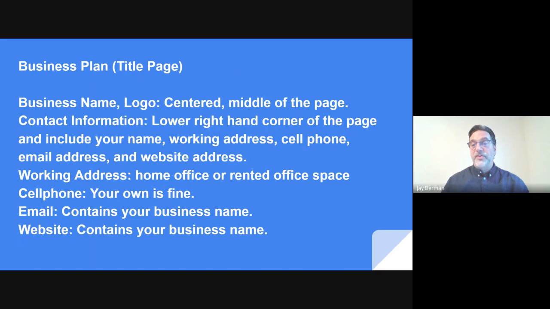Now, your working address could be a home address where you have your home office, or it could be a rented office space. I don't recommend using a post office box as your working address. By all means, use your cell phone. There's no reason to get a second cell phone just for business.